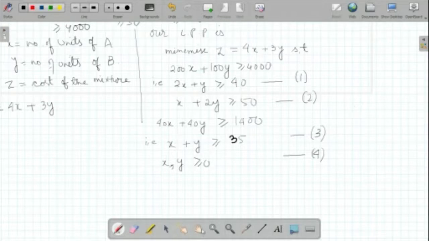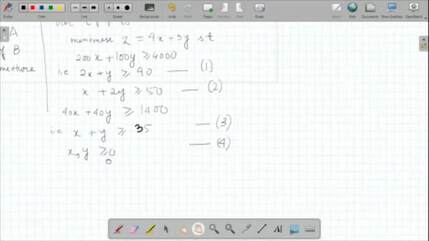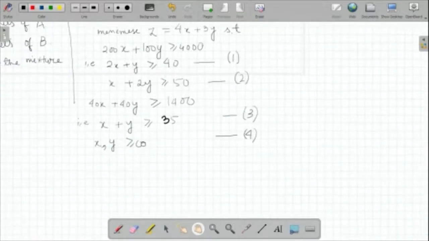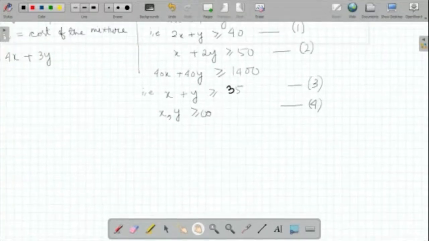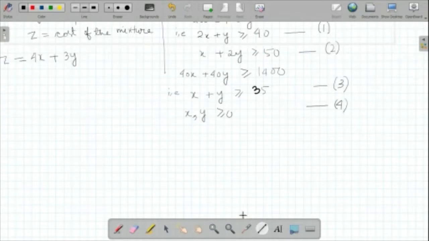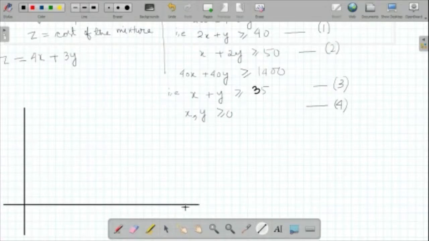Next, what is our next step? Next is to draw the graph. To graph this, all right, so this is going to be my graph. What is the first equation?